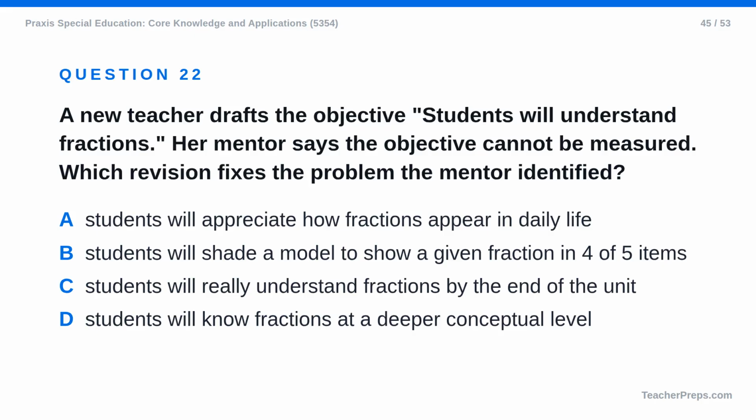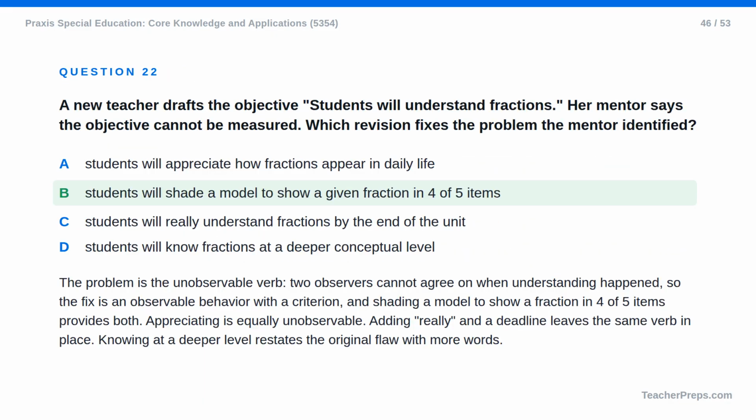Question 22. A new teacher drafts the objective, students will understand fractions. Her mentor says the objective cannot be measured. Which revision fixes the problem the mentor identified? Pause the video and select the best answer. The correct answer is B. Students will shade a model to show a given fraction in 4 of 5 items.